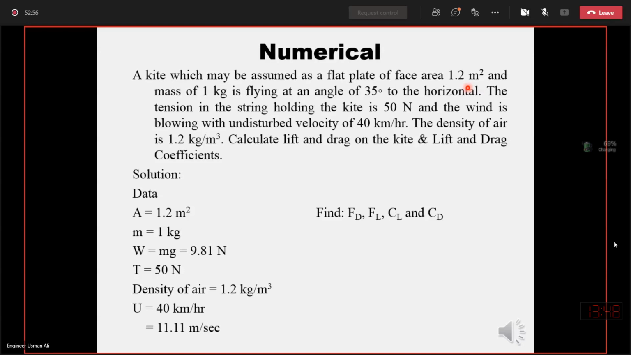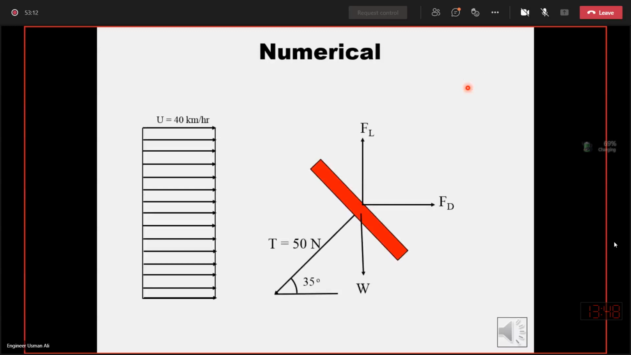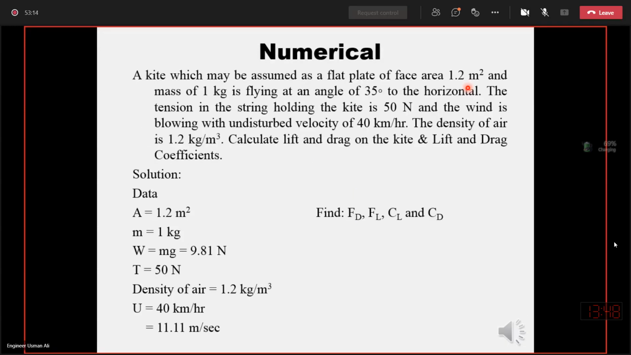Tension in the string holding the kite is 50 newtons, and density of air is taken as 1.2 kg per cubic meter. U is the wind speed, 40 km per hour, and if you convert into meter per second, that is 40 into 1000 divided by 3600. 40 into 1000 will convert kilometer to meters. An hour has 3600 seconds, so divided by 3600, it will be meter per second. So it comes to be 11.11 meter per second.